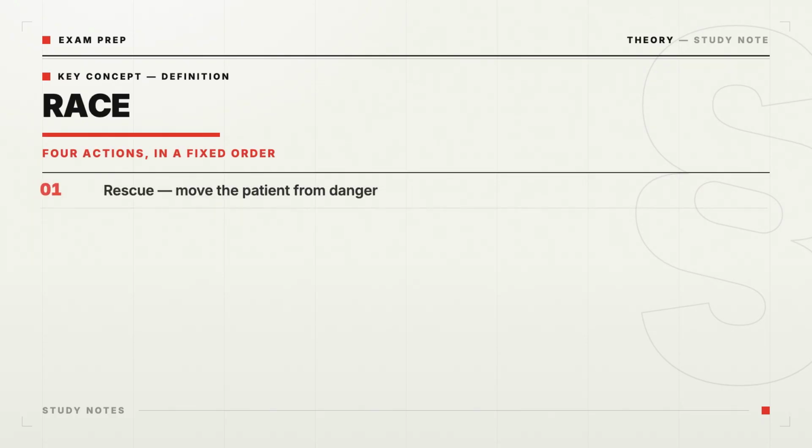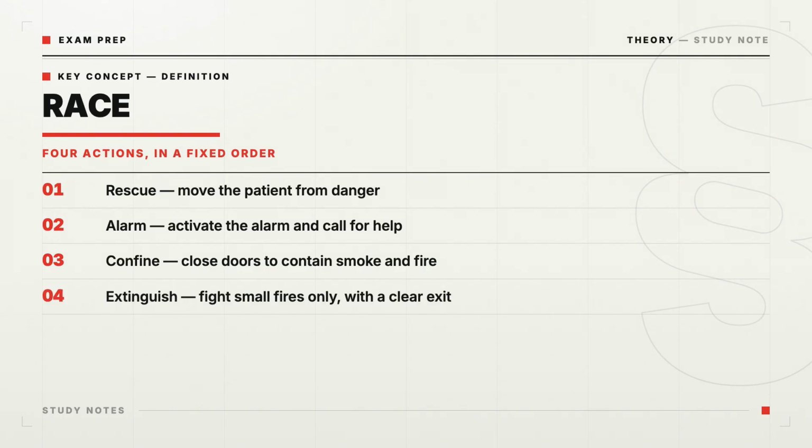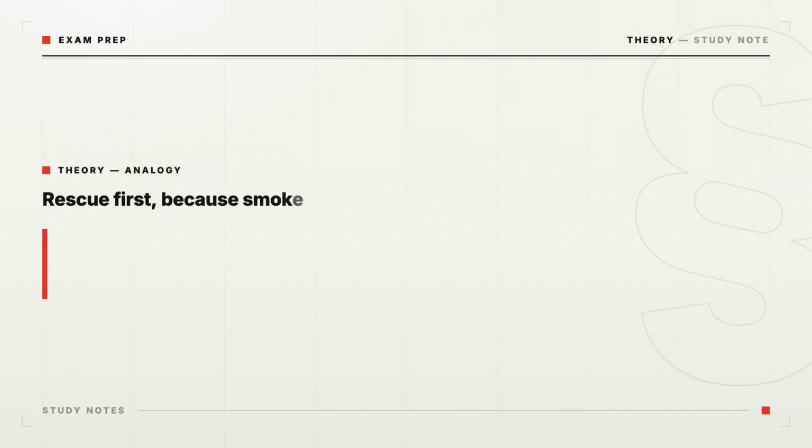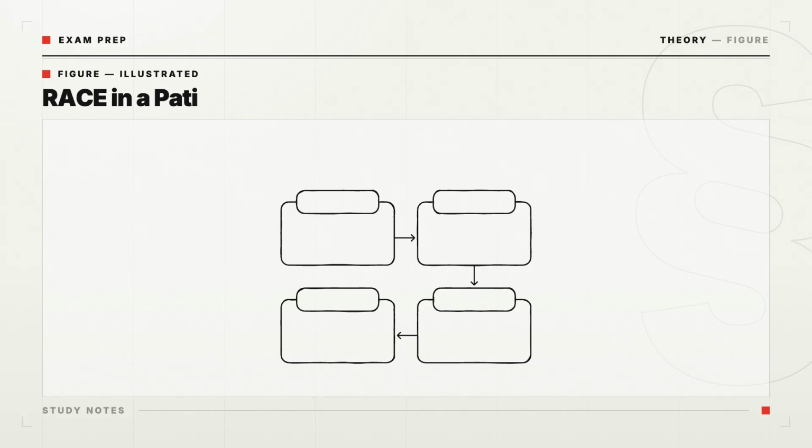RACE stands for Rescue, Alarm, Confine, and Extinguish. The order matters as much as the actions themselves, because doing the right thing at the wrong time can cost a life. Rescue comes first because the patient nearest the fire has the least time to escape. Most fire deaths come from smoke inhalation, not flames, and a room can fill with toxic smoke in under 2 minutes. So pulling the alarm or grabbing an extinguisher before moving that person costs precious seconds.